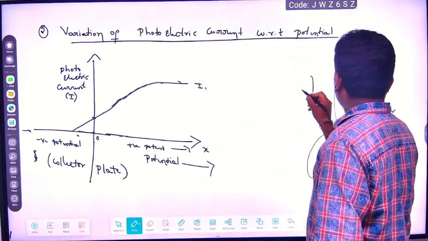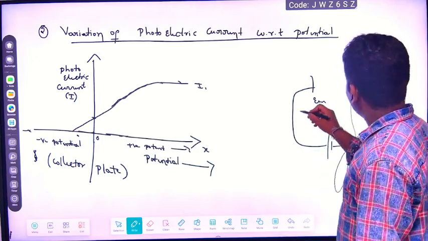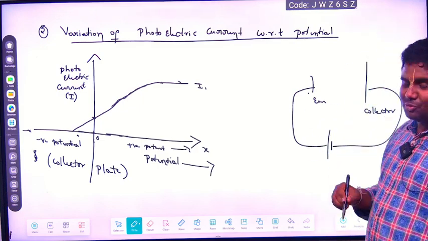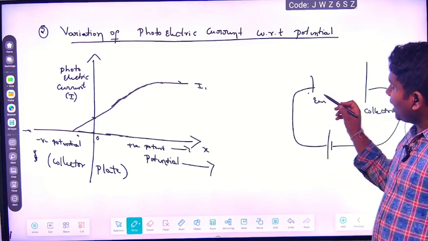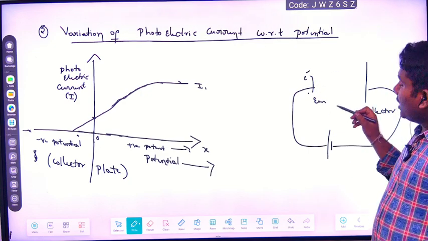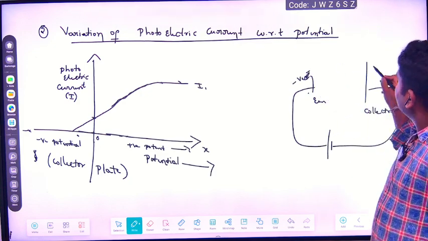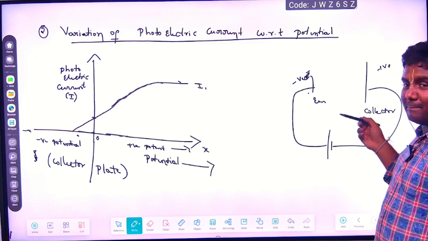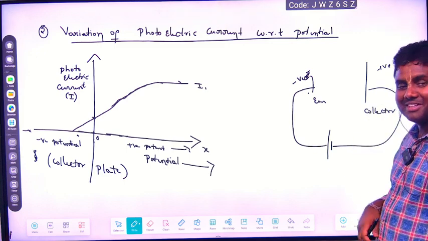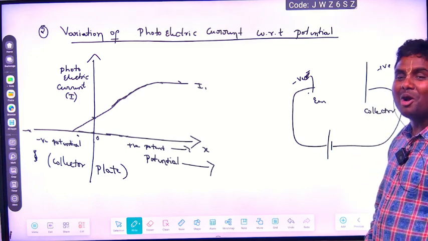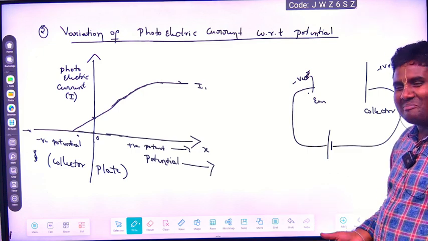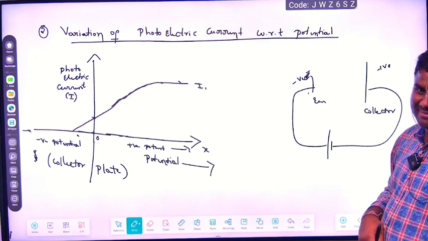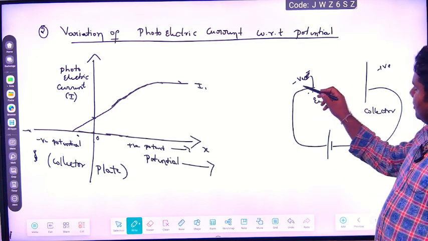Understood? Now from the battery I will give positive potential to the emitter plate, negative potential to the collector plate. Before that, using a commutator, first I will give negative potential to the emitter plate and positive potential to the collector plate. Slowly I will do the reverse by using, not compiler, commutator. Whenever you use a commutator, I will reverse it.